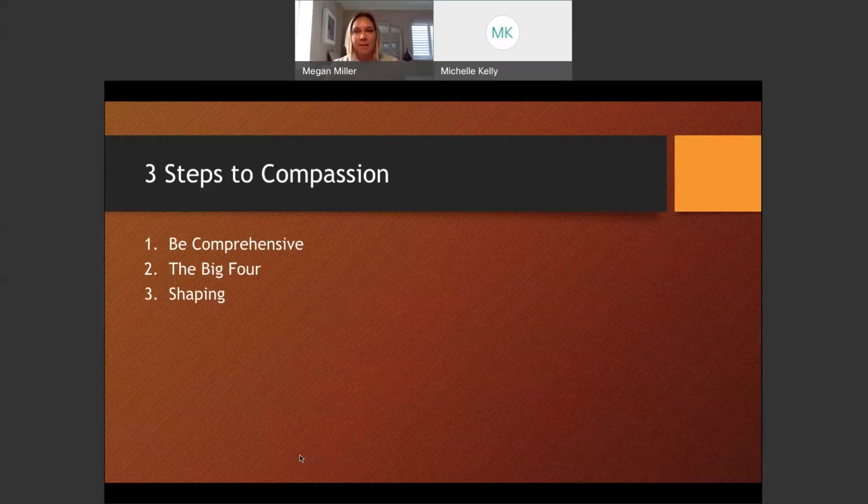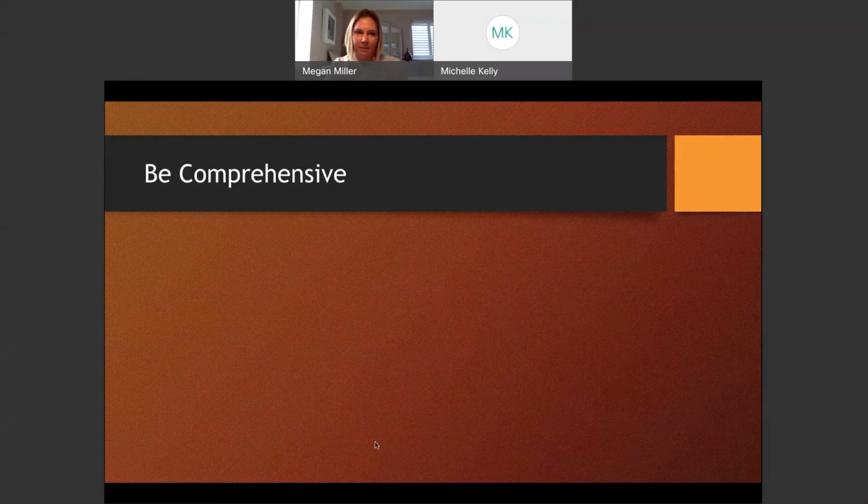These are the things that I think as behavior analysts, we need to make sure we're doing to be compassionate in how we're addressing challenging behavior. So 1 is to be comprehensive, 2 is to make sure we're focusing on the big 4, and 3 is to make sure we're using shaping. So we're going to talk about each of those. So what does be comprehensive mean?